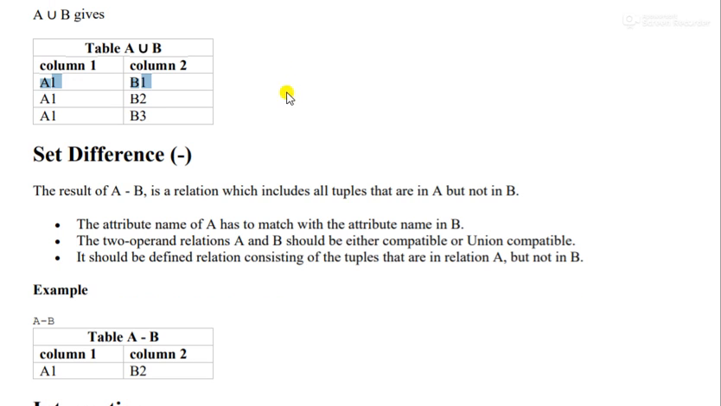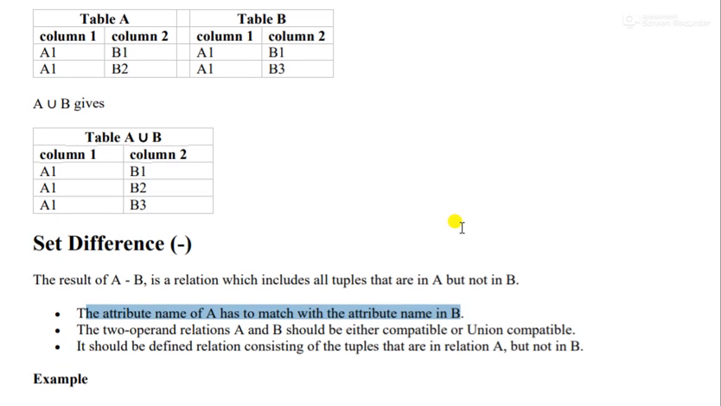Again, some conditions are there. The very first condition is that the attribute names of A have to match the attribute names of B. These names also have to be the same: column 1 and column 1, here I cannot write col1. Both things have to be completely the same. Similarly column 2, I cannot write col2 here.